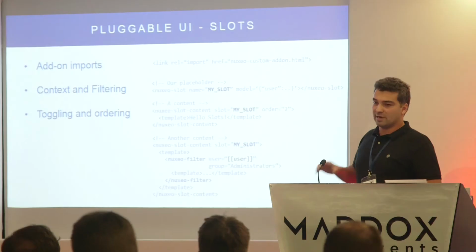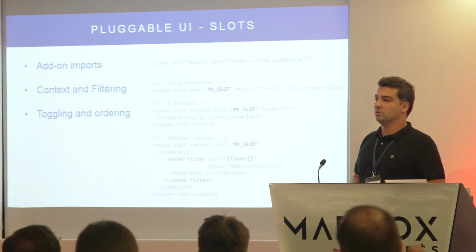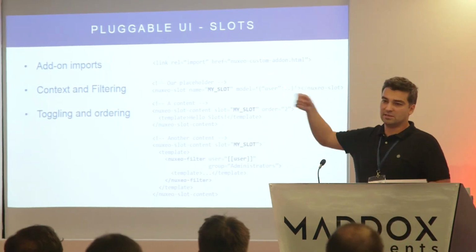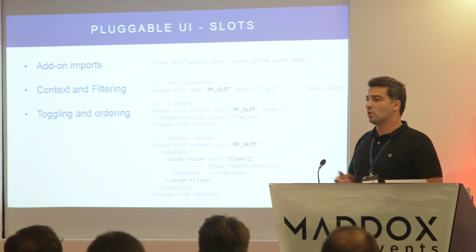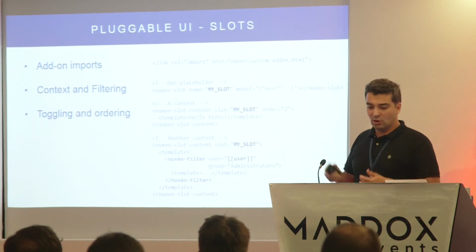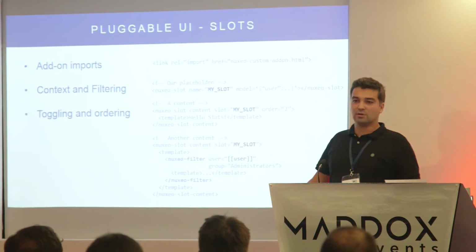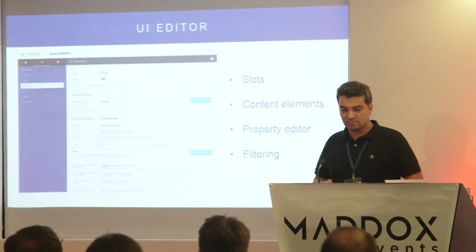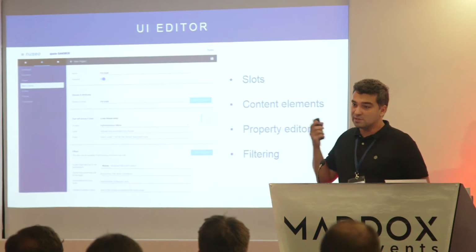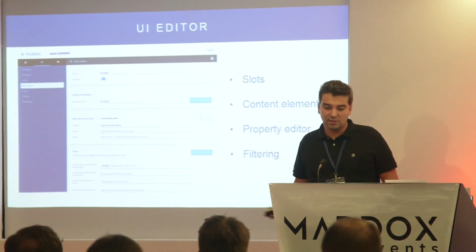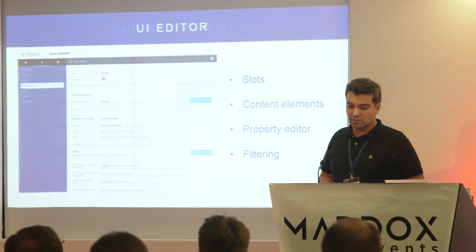But in our particular case, we needed more control. We needed to be able to disable elements that were already there. So a plugin can disable a button that another plugin added. We might want to be able to control the order of these add-ons. So we introduced our own notion of slots and contents with filter and a well-defined context. And of course, we had to build something visual to allow our developers to do that. So we built a UI editor that allows people to customize the UI.